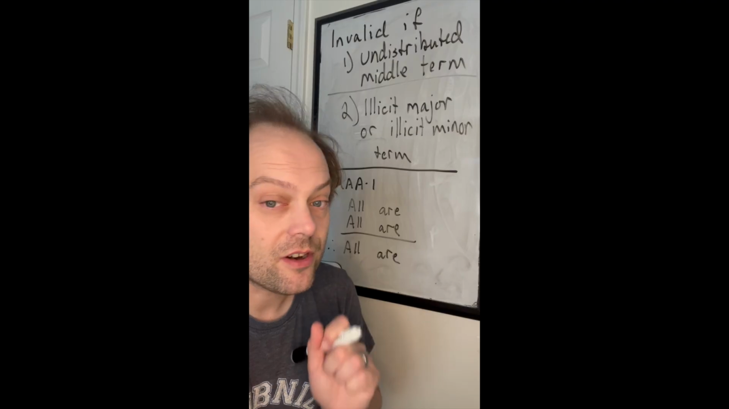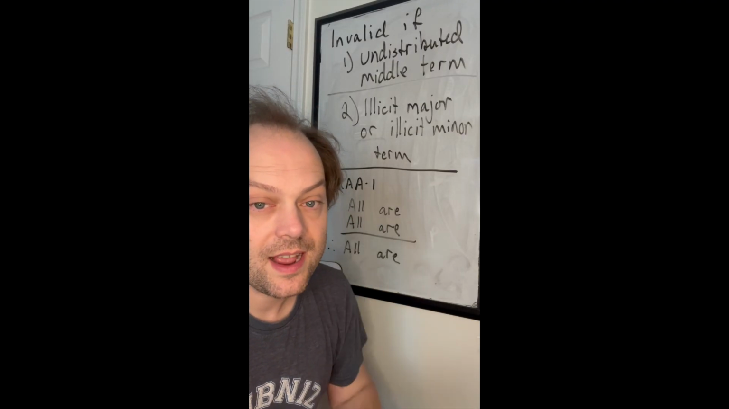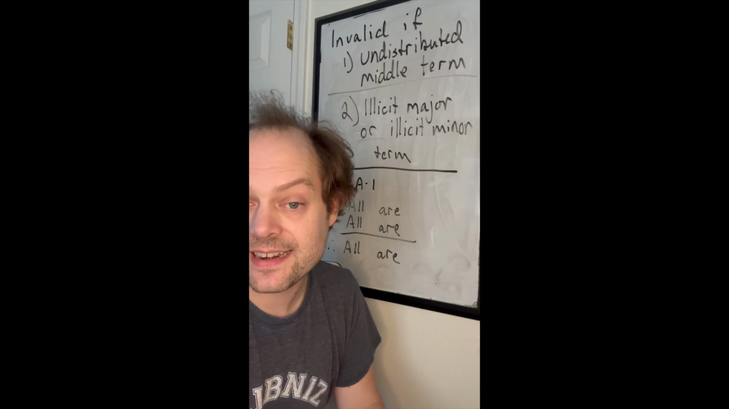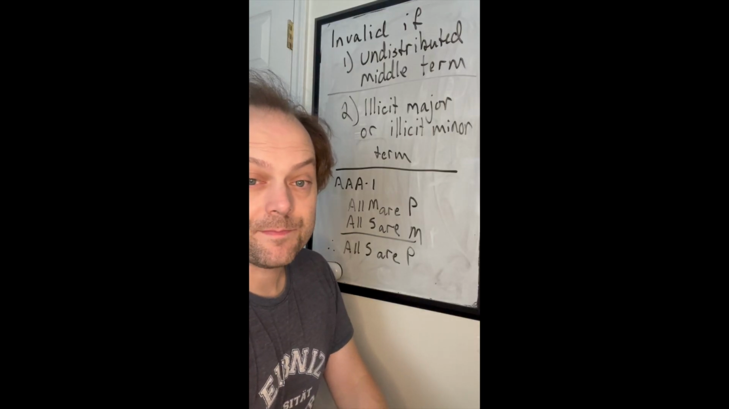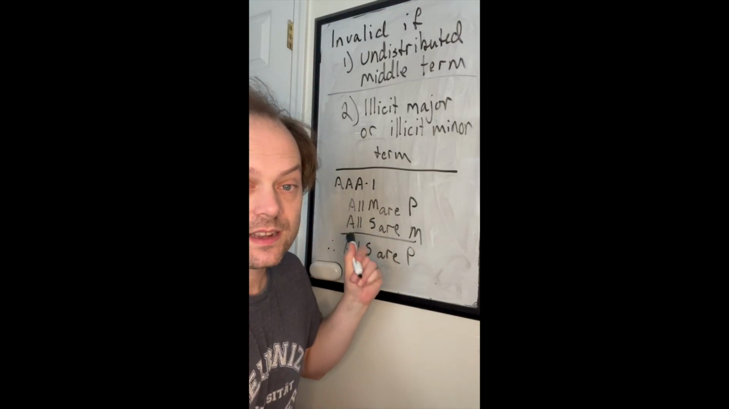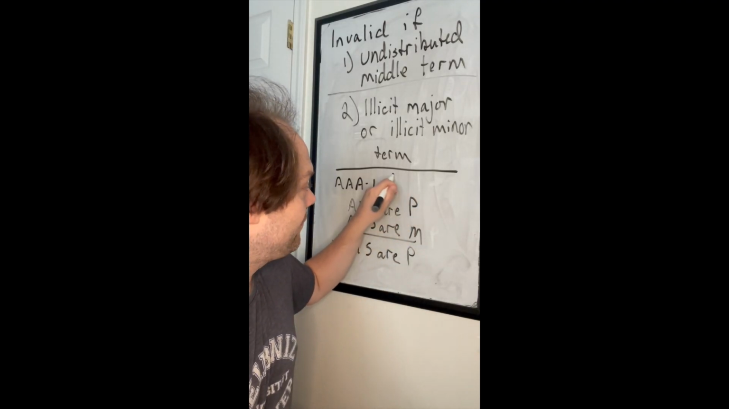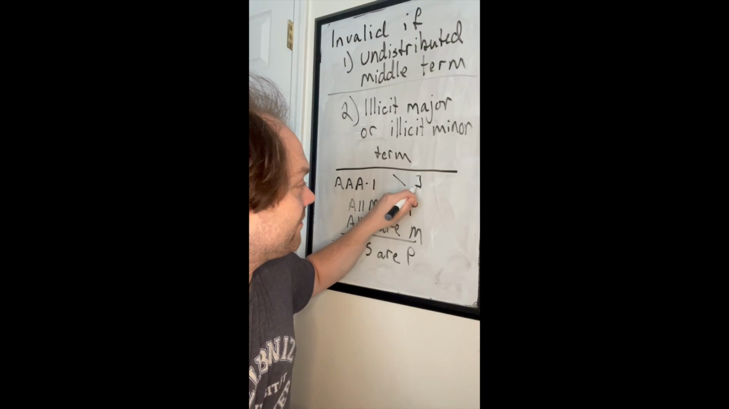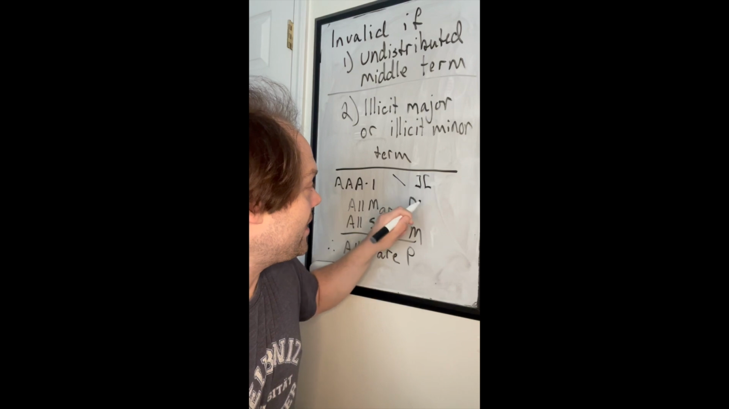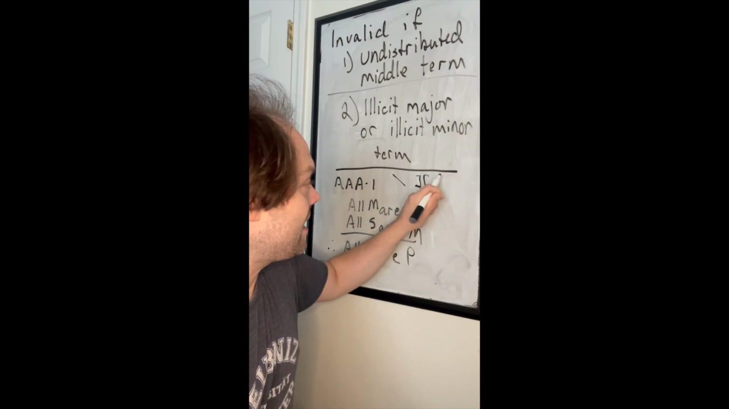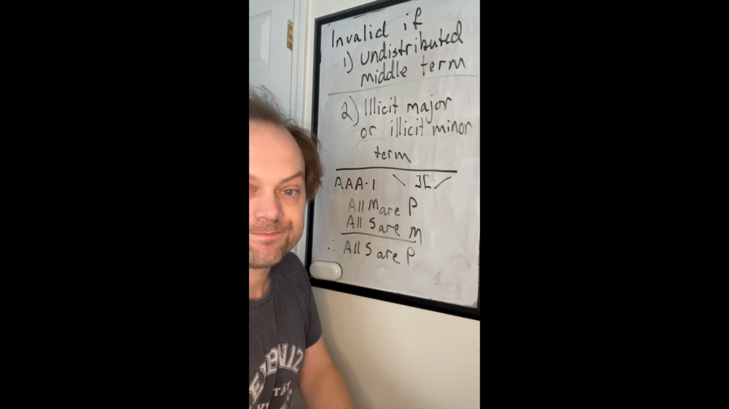The major term, P, belongs in the first proposition and as the predicate of the conclusion. S, M, and P each appear twice. M in the first figure goes across that way. In the second figure, the middle term lines up on the right side. In the third figure, the middle term lines up on the left side. And the fourth figure puts it diagonally the other way.